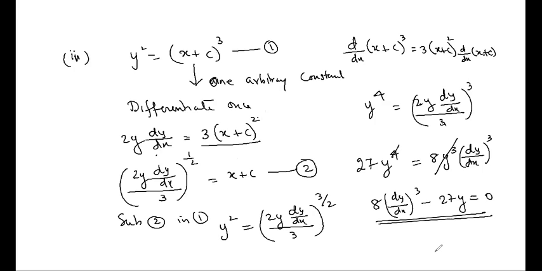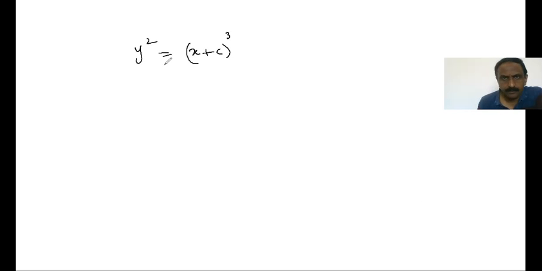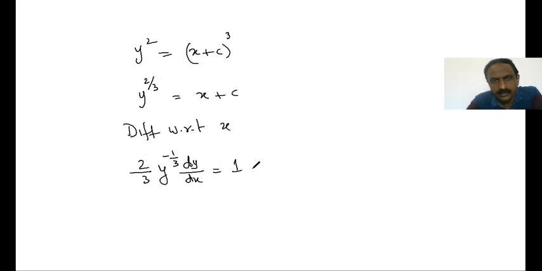Yes. Now see my next method. y square is equal to x plus c the whole cube. Fine. Now make x plus c as a subject. Look at this. चलेगा? Now इसको differentiate करो. क्या आंसर आएगा? 2/3 y raised to minus 1/3 into dy by dx equal to 1. Automatically क्या हो गया? C उड़ गया. So I got directly the equation. I don't have to eliminate c. c अपने आप उड़ गया.